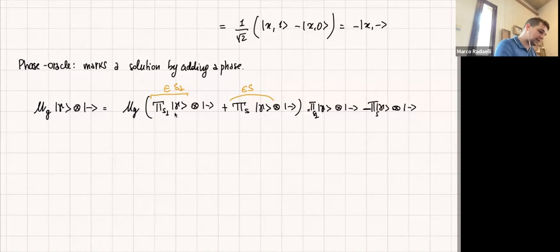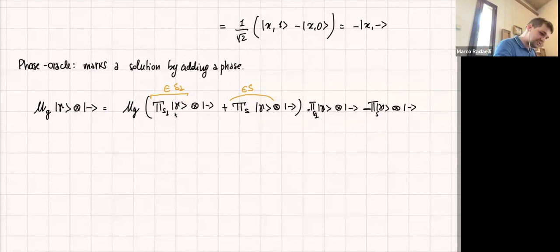Gamma tensor minus. I want to stress that this minus is really probably the key of Grover's algorithm. It's what allows us to determine whether a candidate value is a solution or not.